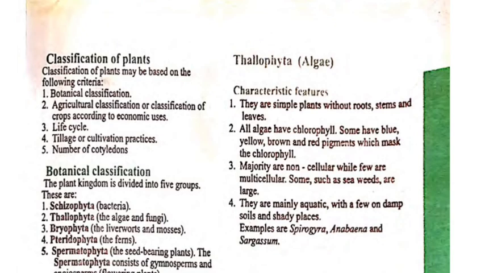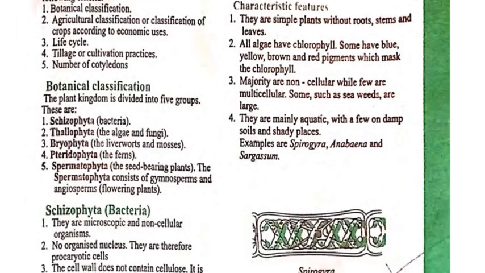So we have number one, classification of plants. Classification of plants may be based on the following criteria. We have one, botanical classification. We have agricultural classification, or classification of crops according to economic uses. We have life cycle, we have tillage or cultivation practices, and lastly we have number of kingdoms. Now we'll take them one by one.